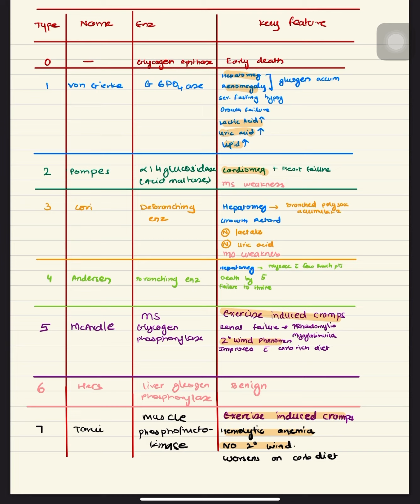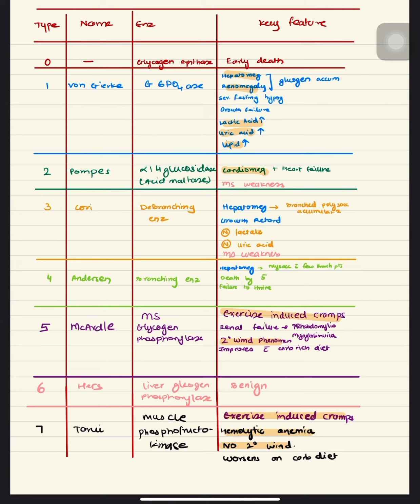Now von Gierke में बहुत सारी चीज़ें होती हैं. First is hepatomegaly, renomegaly. And why is this megaly happening? Because glycogen is accumulating. They will give you a picture where this person has hepatomegaly and renomegaly, and they did histopath and found a lot of glycogen accumulation. They found that this person has severe fasting hypoglycemia, growth failure, lactic acid increased, uric acid increased, and lipid increased. So there's hyperlipidemia, hyperuricemia, and lactic acid causing acidosis. All of this picture is going to be talking about von Gierke, which is type 1.